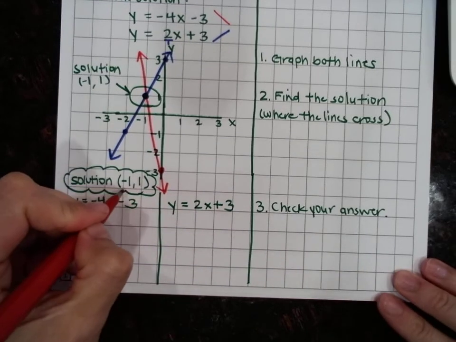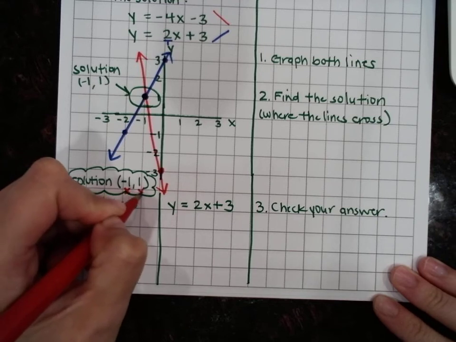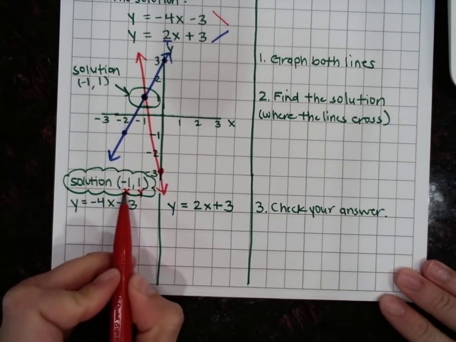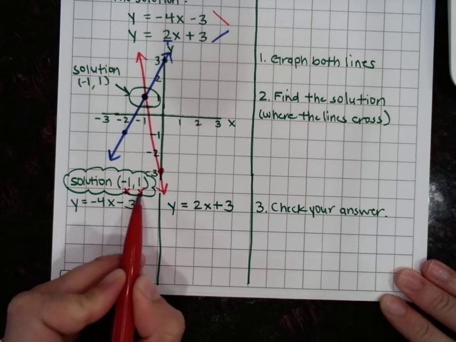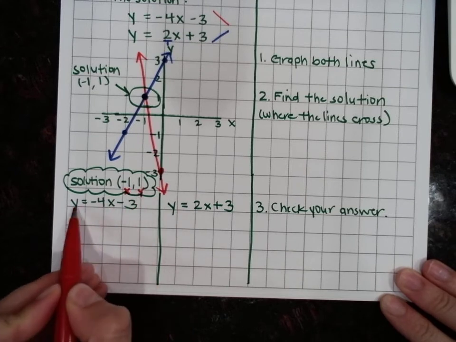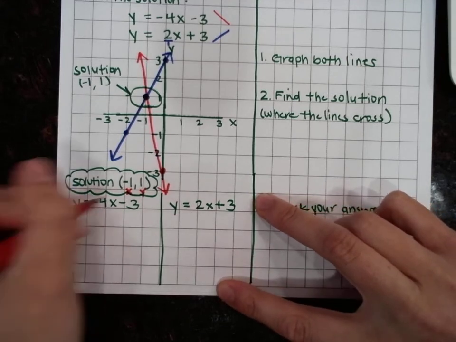And so remember, when we write a point, x is first and y is second. So this is our x value. We're going to plug it in to our equation for x. And the 1 is our y value that we're going to plug in for y. So we say y is 1.